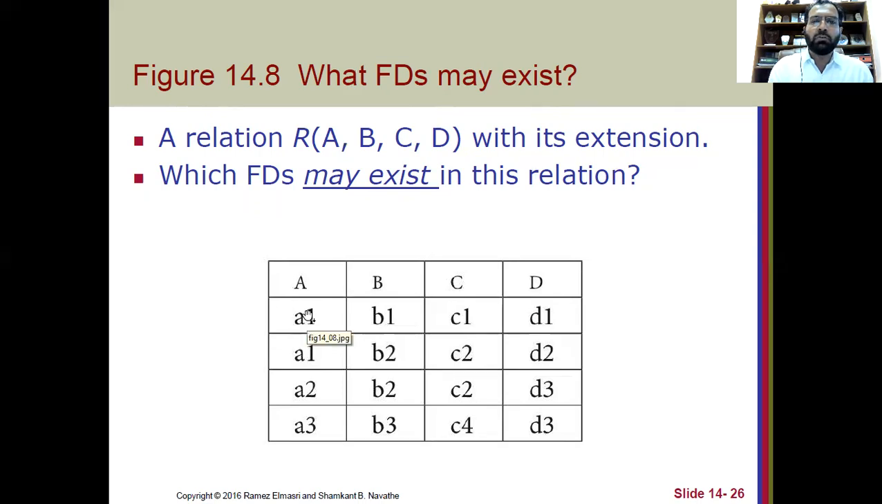So here I want to see whether A determines B holds or not, whether this FD holds or not. So A1 determines B1, A1 determines B2. Again, it's a violation. So it means that it violates the definition of the FD. So A determines B does not hold. Now you can check A determines C, A determines D, and other dependencies as well.